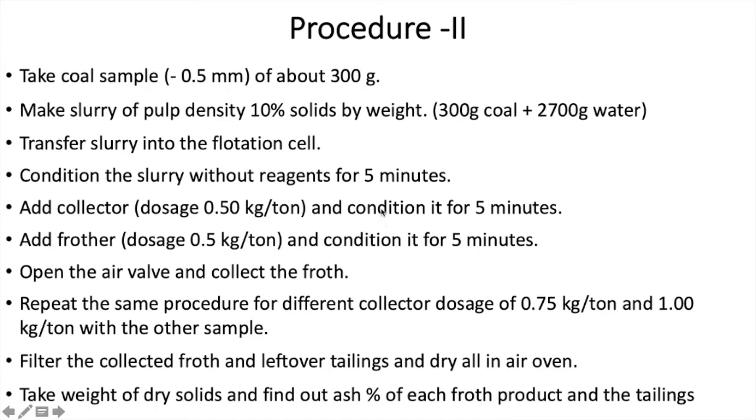Similarly, this is the procedure for the second aim. Most of the things are similar, but you can see the collector dosage here is changed to 0.5 kg per ton. Okay, and later it changes to 0.75, then 1 kg per ton. So here, see, 3 separate experiments are performed.